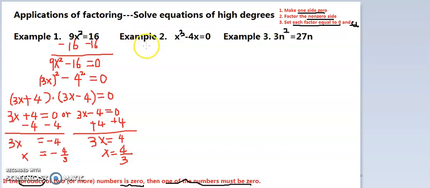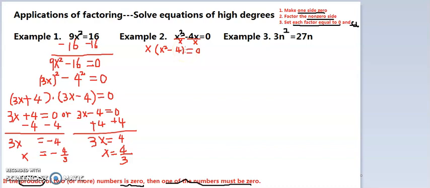And notice that they do have a greatest common factor x. So let's factor out x. After we factor out x, we are going to get x squared minus 4. If you have trouble seeing how we got x squared minus 4, do division, because you pretty much take x cubed divided by x. X cubed divided by x is x squared. And we take negative 4x divided by x, that gives us negative 4. And equals 0. Bring down the equal sign to 0.